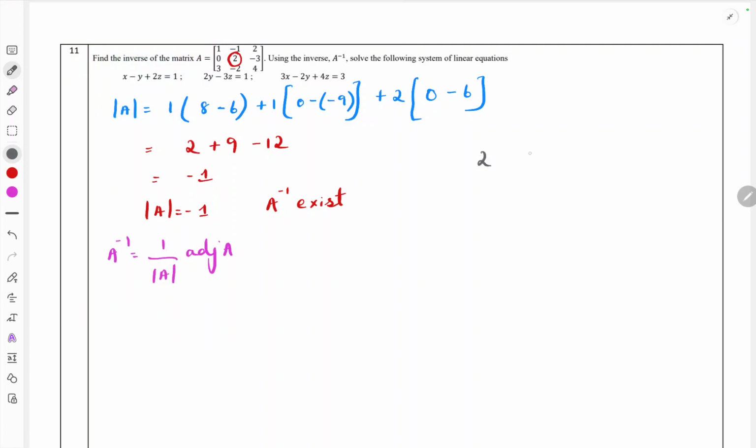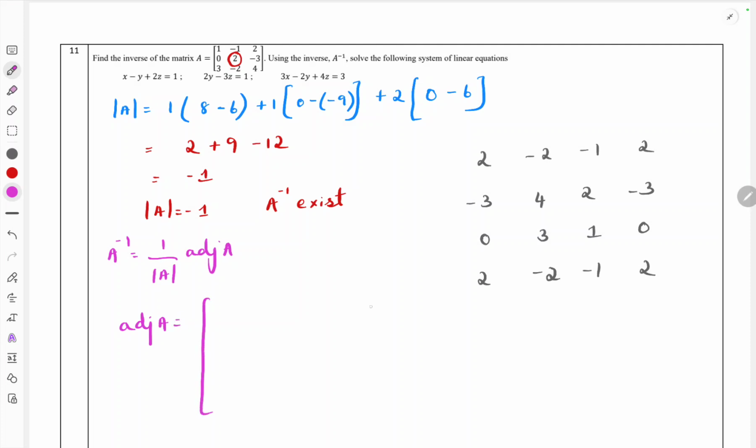So 2. Next minus 2, minus 1, 2 again. Next we have minus 3, 4, 2, minus 3. Next 0, 3, 1, 0, 2, minus 2, minus 1, 2. So after this we have to take the adjoint of A now.